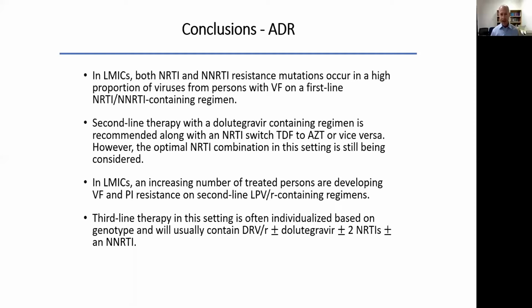In low and middle income countries, an increasing number of treated persons are developing virological failure and PI resistance on second-line lopinavir containing regimens. Third-line therapy in this setting is often individualized based on genotype and will usually contain darunavir with or without dolutegravir, with or without 2 NRTIs, and with or without an NNRTI.